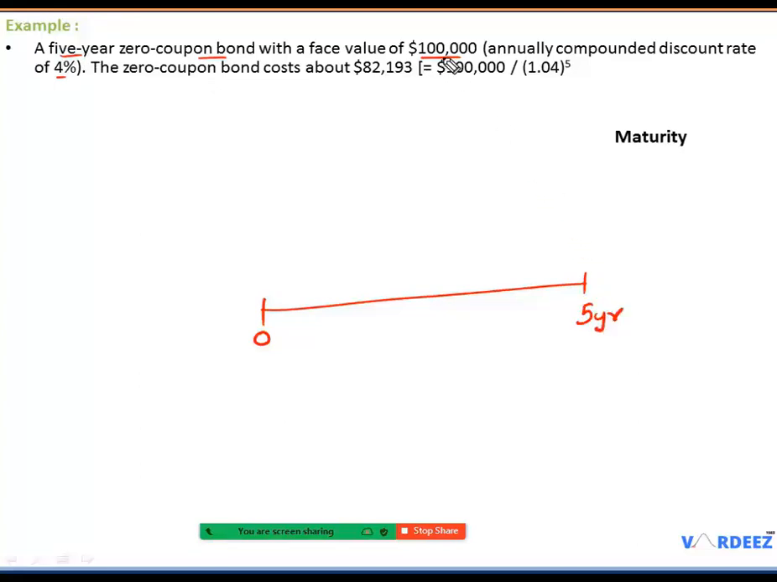We know the face value is something that you get at the end. At maturity, you will get $100,000. Fair enough. But what is the value of purchasing this $100,000 zero coupon bond? So you take the present value of this back to today. The present value is 100,000 divided by 1 plus the risk-free rate, which is 4%.